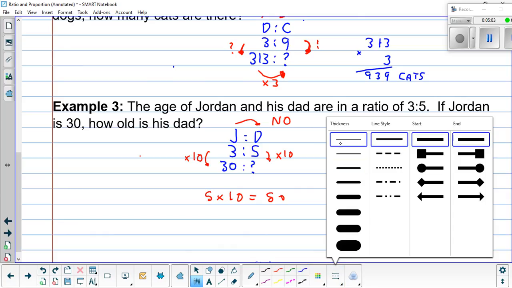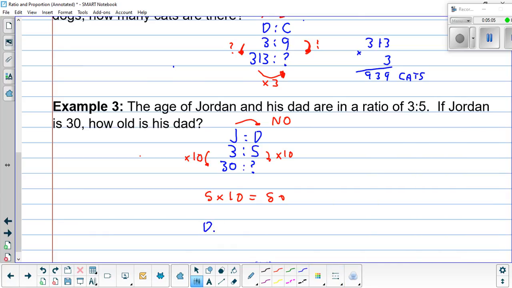So Jordan's dad is 50 years. But it doesn't actually say years, so 50, which actually makes sense too. So think about when they're talking about height, when they're talking about ages, stuff like these, think about them, right? If the dad was younger than Jordan, would that make sense? Not really.